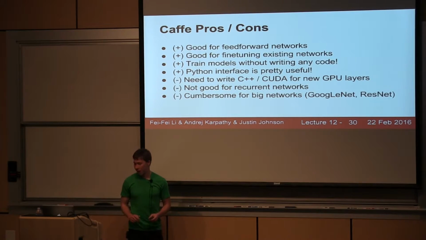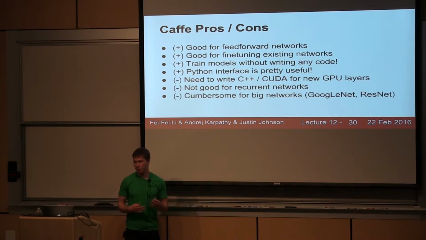So the quick overview of Caffe pros and cons is that, from my point of view, if all you want to do is train a simple basic feed-forward network, especially for classification, then Caffe is really, really easy to get things up and running. You don't have to write any code yourself. You just use all these pre-built tools, and it's quite easy to run.